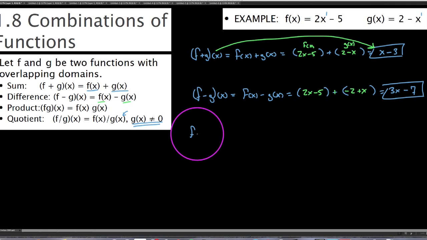So let's confront our product function. We have fg of x, and I'm not actually going to write f of x times g of x this time, even though that is exactly what we're getting here.